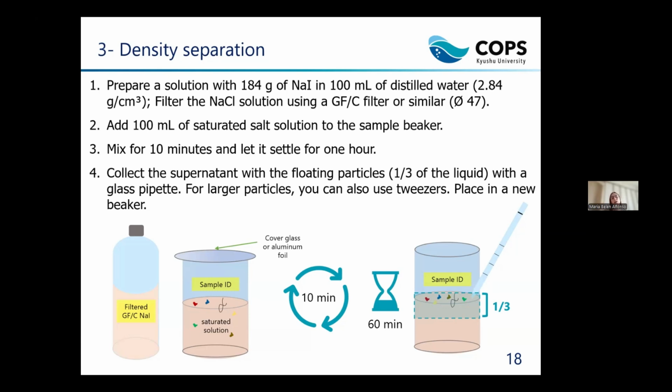And in the case of large particles that you can already see with your eyes, you can also pick them with tweezers and preserve them for later. But if you're collecting only the surface supernatant and you see no particles by eye, but maybe there are some, you keep it in a new beaker.